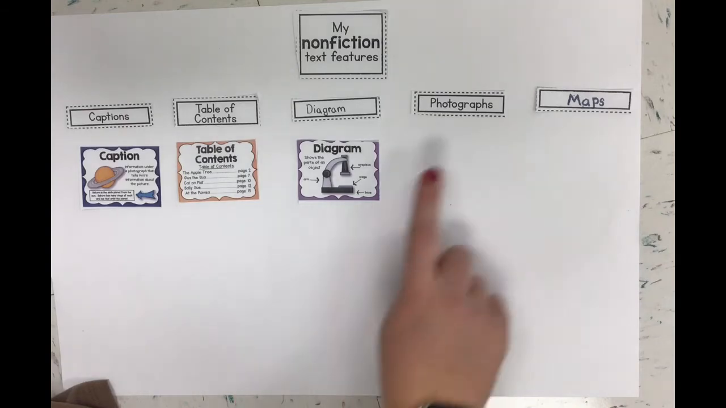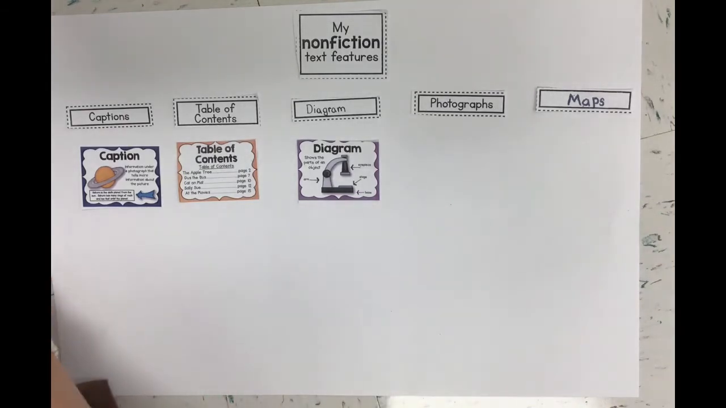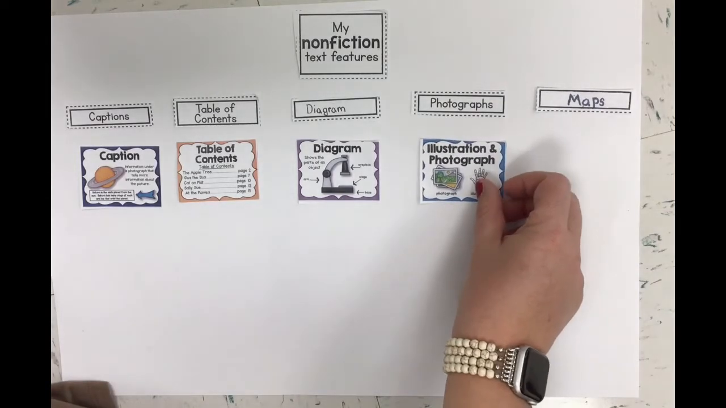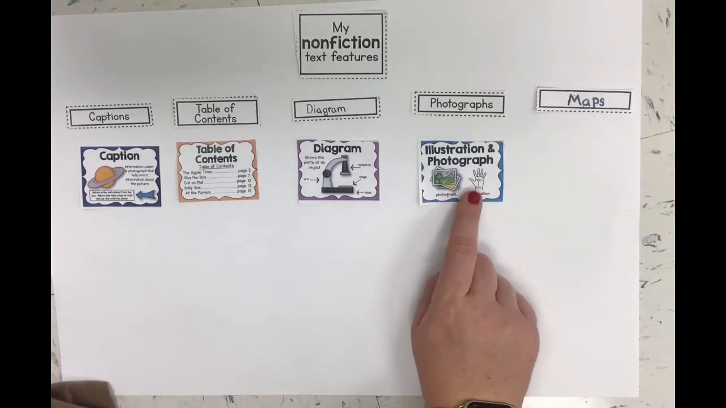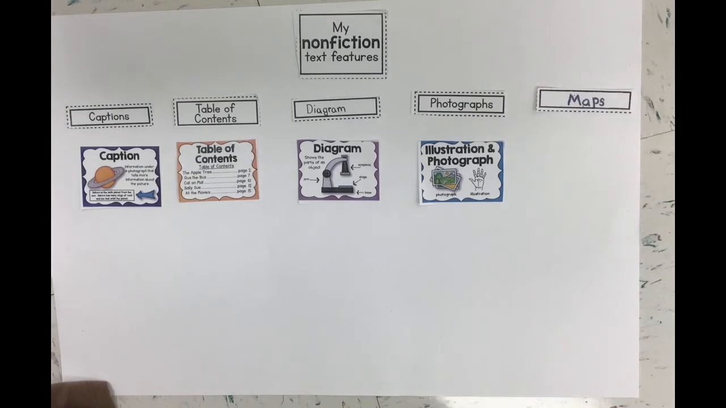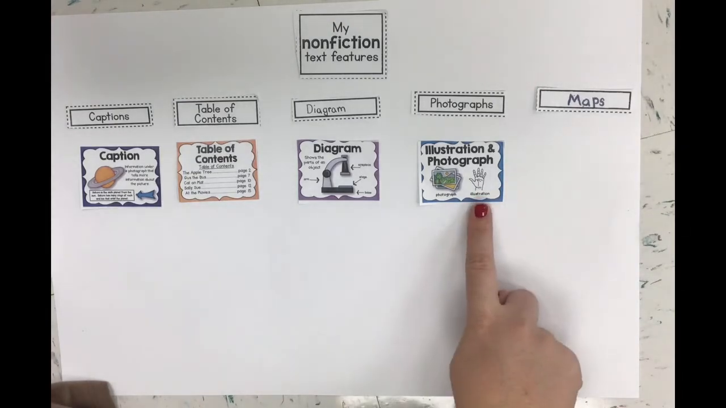My next one is photographs, and I like to chunk illustration and photographs together. So I'm going to put those there. So a lot of times a photograph is taken with a camera. And an illustration is if it's something realistic that's been drawn. So like in this picture, it's a realistic hand. It's not like a cartoon or anything.